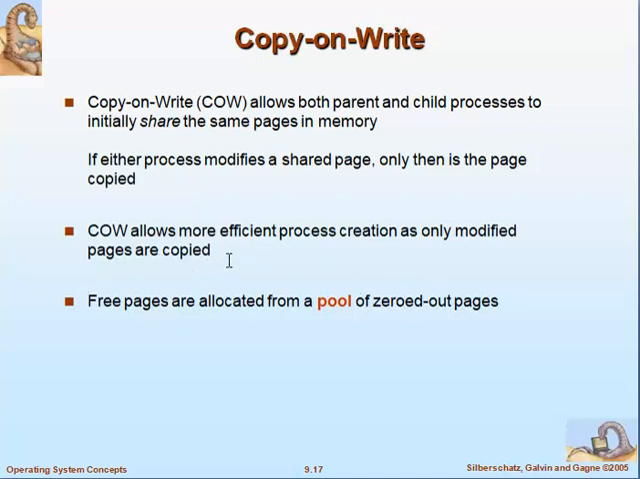So only the modified pages are copied. Otherwise, if a page is just used for reference, there will be only one copy. But if the child or the parent process modifies a particular page, an additional copy is made for the changes. Free pages are allocated from the pool of zeroed out pages. So whatever free pages are required will be allocated from the pool.